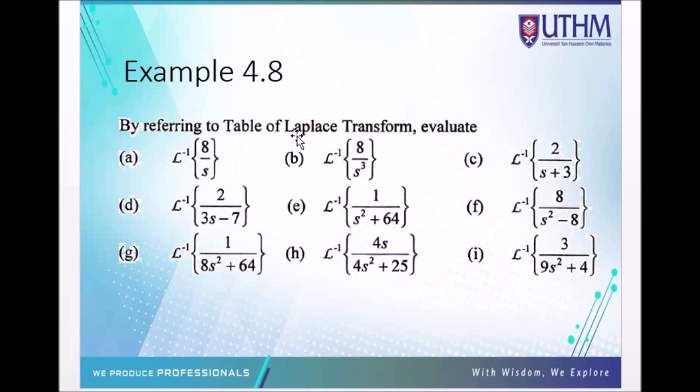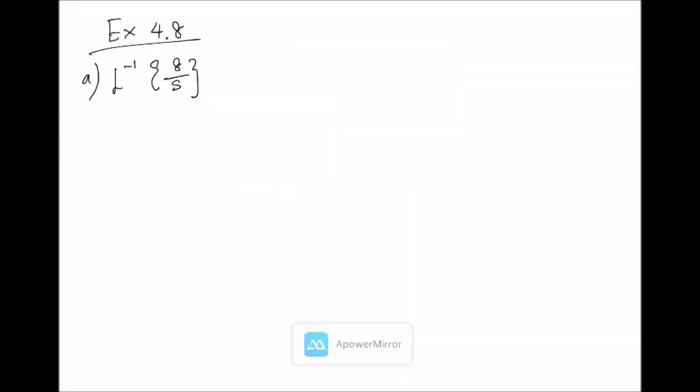By referring to the table of Laplace transform, evaluate the inverse Laplace transform of 8 over s. So 8 over s, we can take out the 8 as a constant. So 8 times the inverse Laplace of 1 over s. If you're using the table of Laplace transform, we get back the function equal to 1. So 8 times 1 is equal to 8. Then second question, inverse Laplace transform of 8 over s to the power of 3.